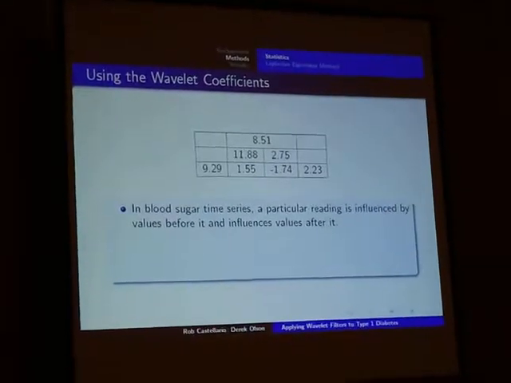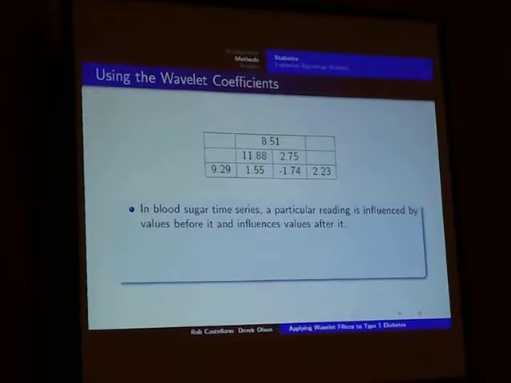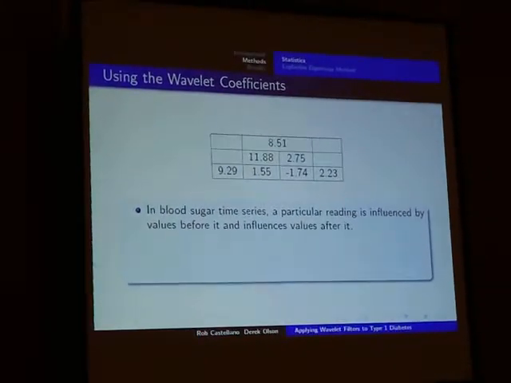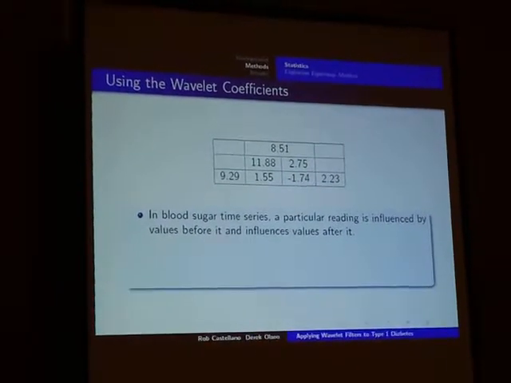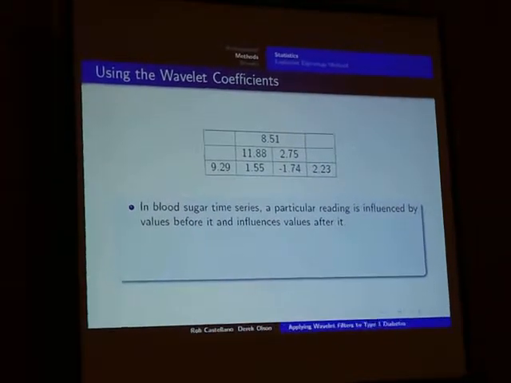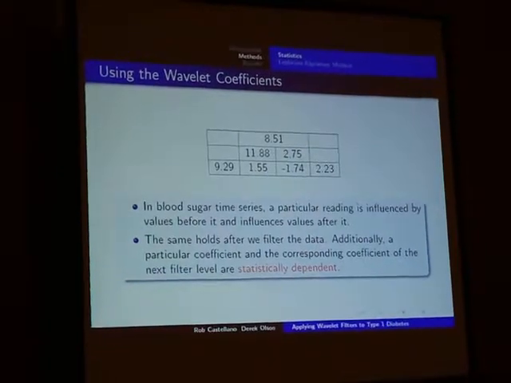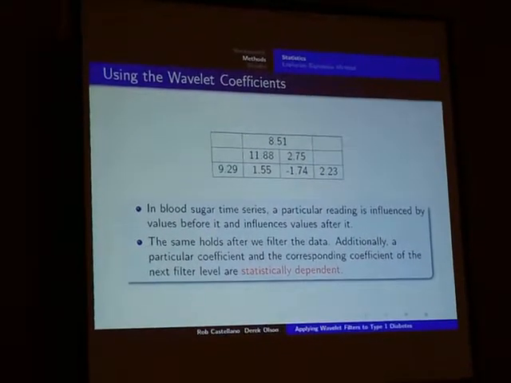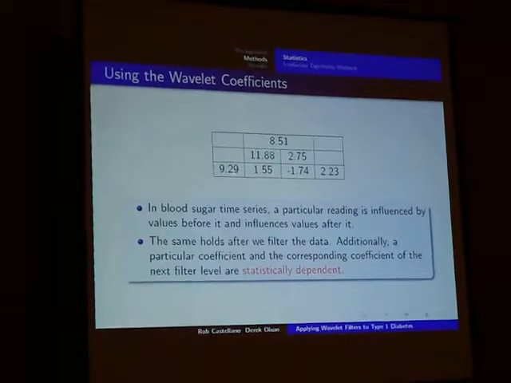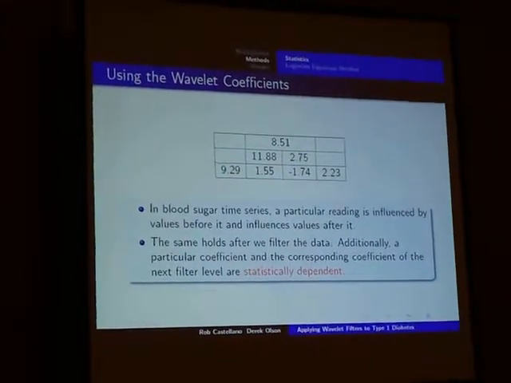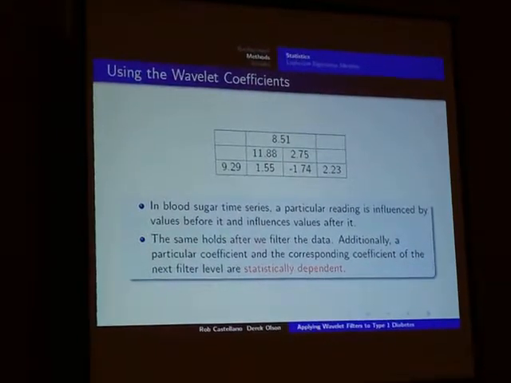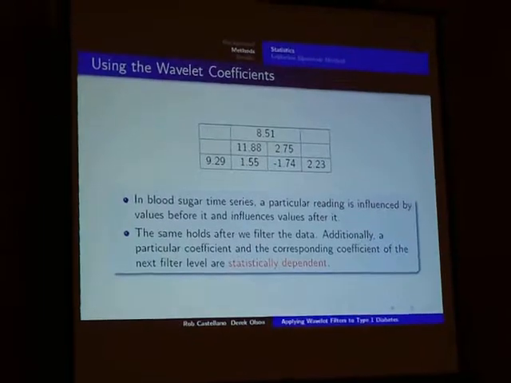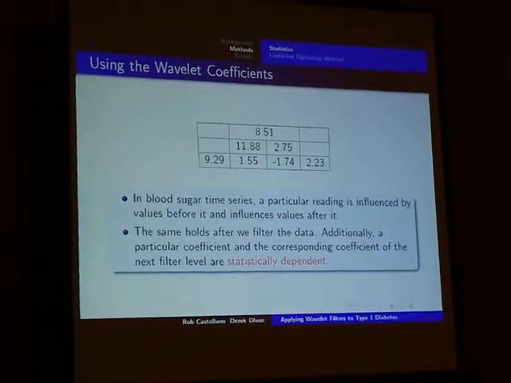So when it comes to blood glucose time series, a particular reading isn't just an independent data point. It's going to depend on other readings. So your blood sugar at one time is going to depend on what it was 5 or 10 minutes before that. So the same idea holds after we filter the data. For example, the value 1.55 is going to depend on the value 9.29. Additionally, the coefficients in different levels are all going to be statistically dependent. The 9.29, 1.55, and 11.88 are all going to have a definite relationship between them.